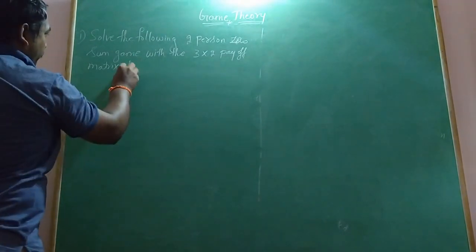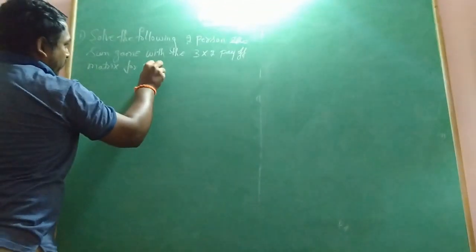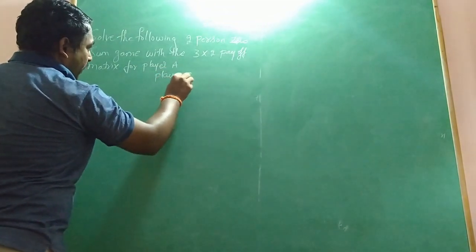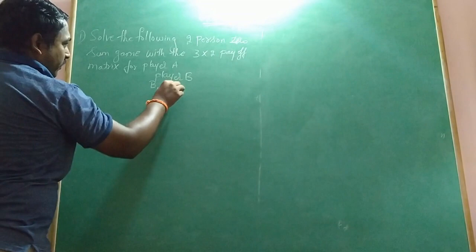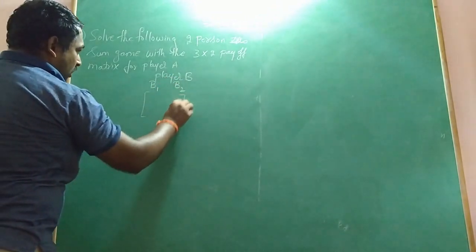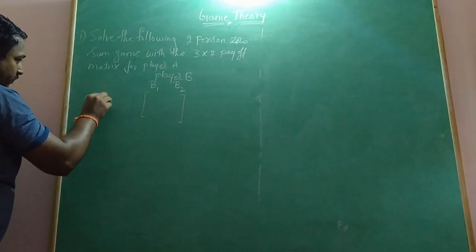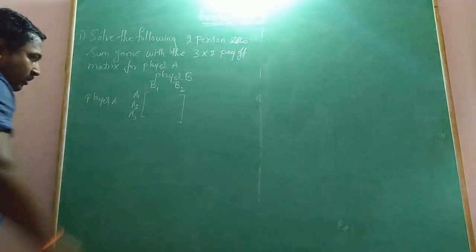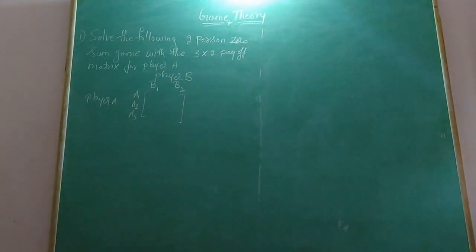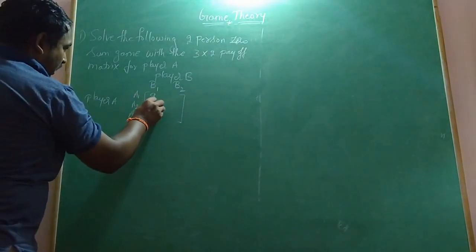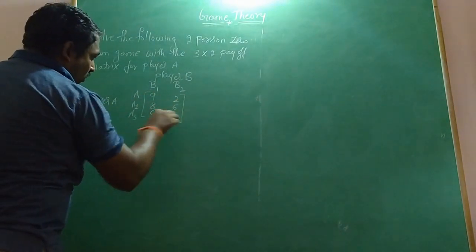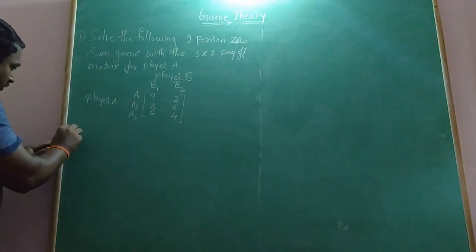For player A, they are given a payoff matrix. Player B has B1, B2, and player A has A1, A2, A3, and the elements inside the matrix are 9, 8, 6. Next, 2, 6, 4. Let us go for the solution.